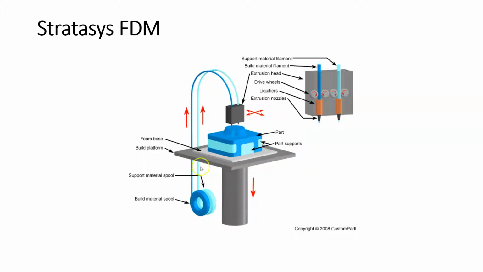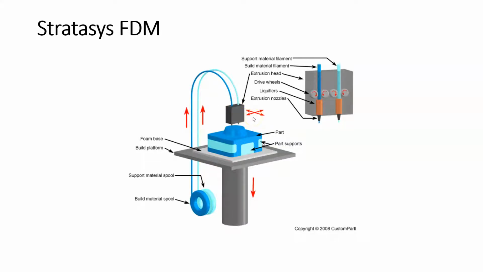Also, I would like to point out how the build platform and the axial directions work for the build process. In the Stratasys machines, the Z direction is going to control the build platform. So Z is going to be up and down in the build platform. And the XY direction of the print is going to be controlled by moving the head. So here we have the head is moving.